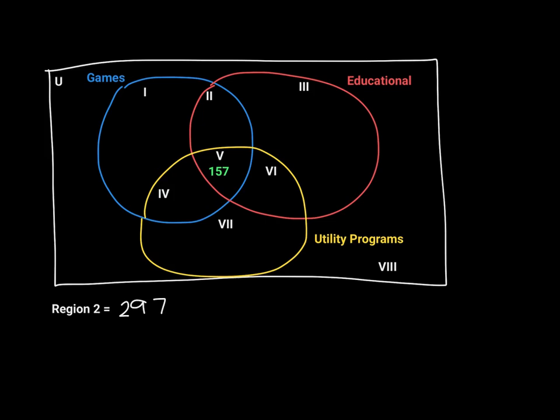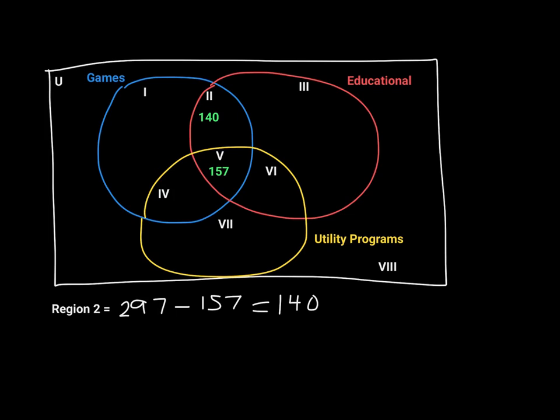297. That's how many people purchase both games and educational software, minus 157 from Region 5 that have already been counted, right? And that difference there is 140. So we know that there are 140 customers that purchased games and educational software, but they did not purchase utility programs. If you add these two numbers together, 140 and 157, you get 297 customers that purchase both games and educational software, which agrees with what's been given.